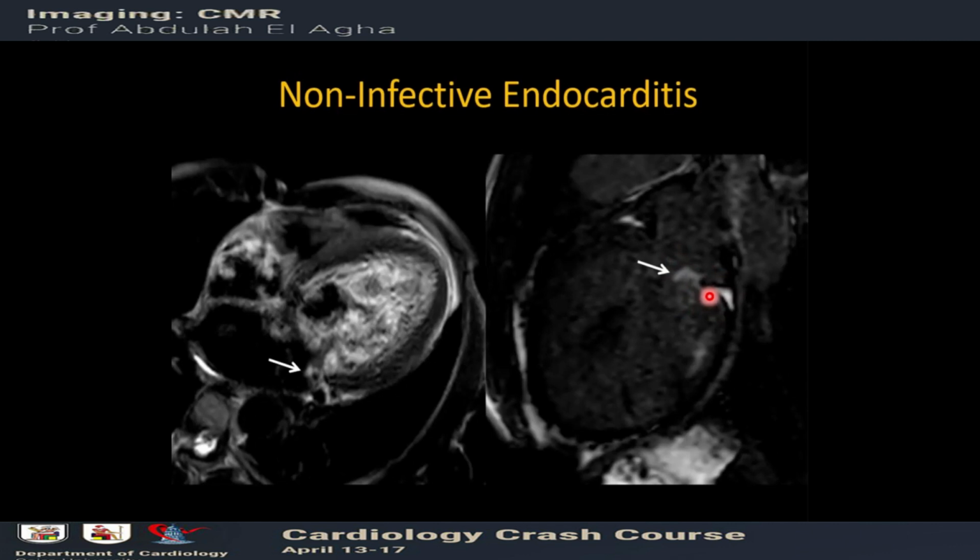It's either papillary fibroelastoma or a Libman-Sacks vegetation, non-infective. And what is supporting the Libman-Sacks diagnosis here is that we see a mid-myocardial enhancement. You see this whitish thing. This is myocarditis. So this patient was given a diagnosis of myocarditis, and it was found later that this is an antiphospholipid syndrome, and this case was published, and you can look at the details of this case.